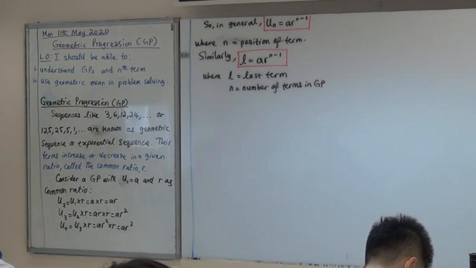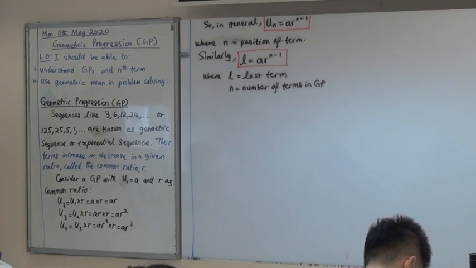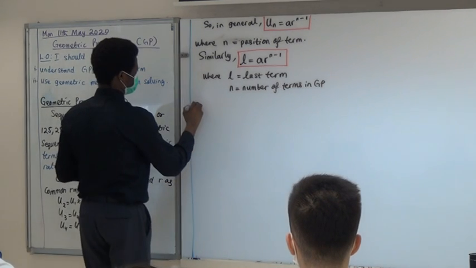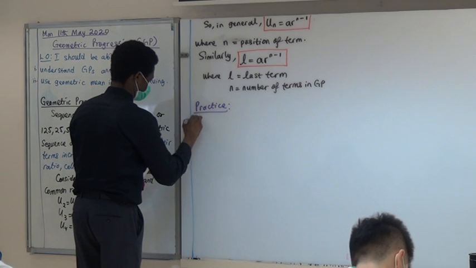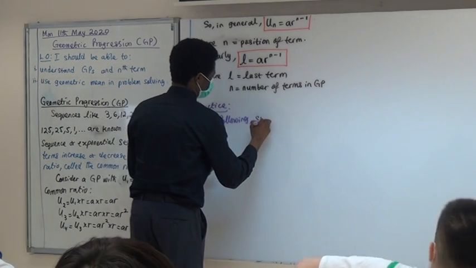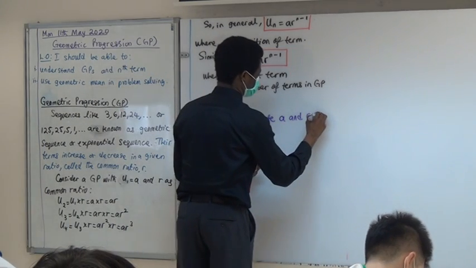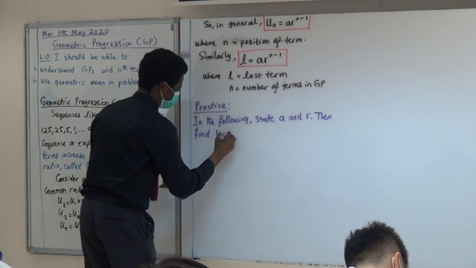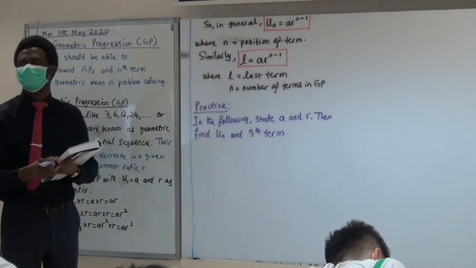Any questions? So practice this. For the following sequences, I want you to state a and r, then find Un and the ninth term. Of course, when you find Un, you use it directly to find the ninth term. You don't have to work everything all over again.